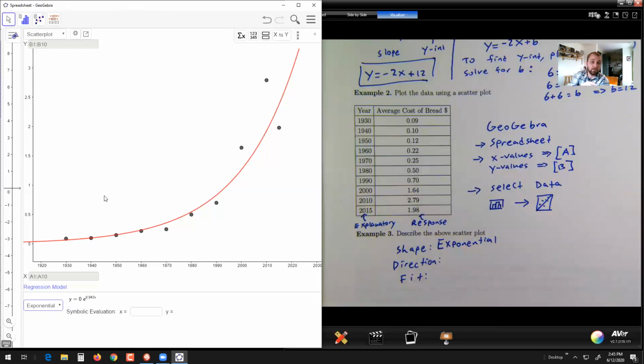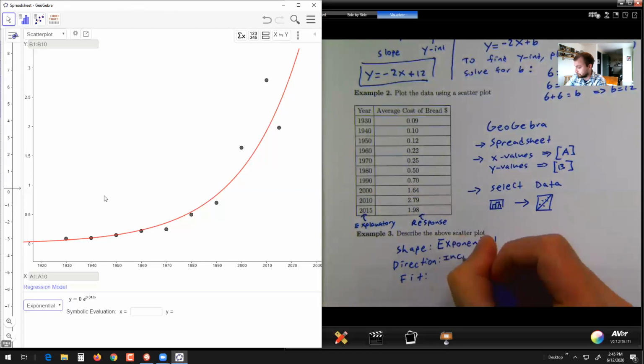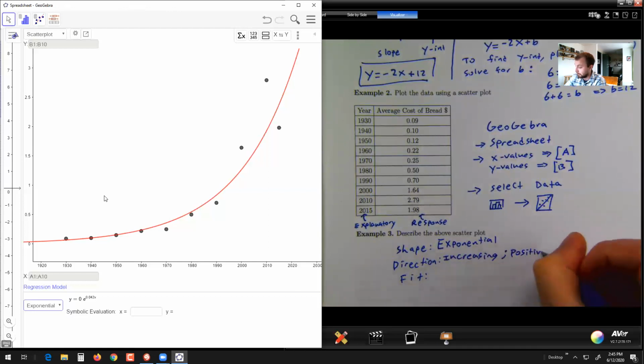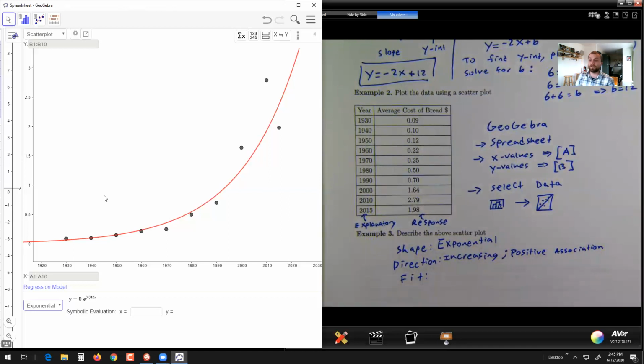And direction looks like this is an increasing graph. So increasing, and another way to say that is there's a positive association. Think of that kind of like slope. If there's a positive slope or a positive association, it means your data plot is going up. If it's negatively associated, that means your data plot is going down. Now, this doesn't mean that it's always going up. Some of these points go down, but the trend line itself is increasing.